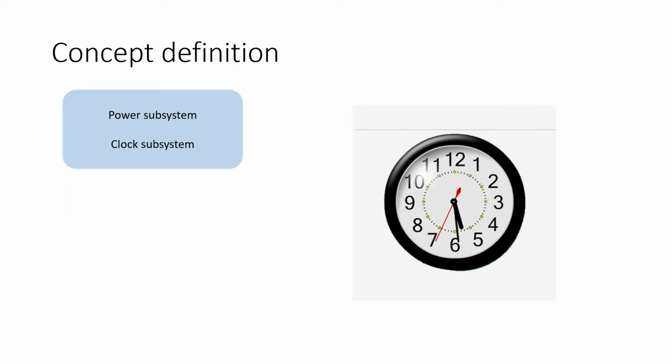Okay, the next one is concept definition. Since all subsystems use Ethernet to network, there is no problem with incompatible subsystems. What I want to discuss in this part is the performance of each subsystem.